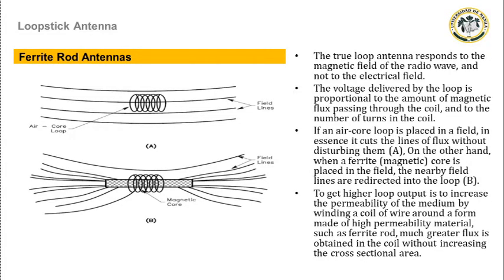To get higher loop output, increase the permeability of the medium by winding the coil wire around a form made of high permeability material such as a ferrite rod. Much greater flux is obtained in the coil without increasing the cross-sectional area.